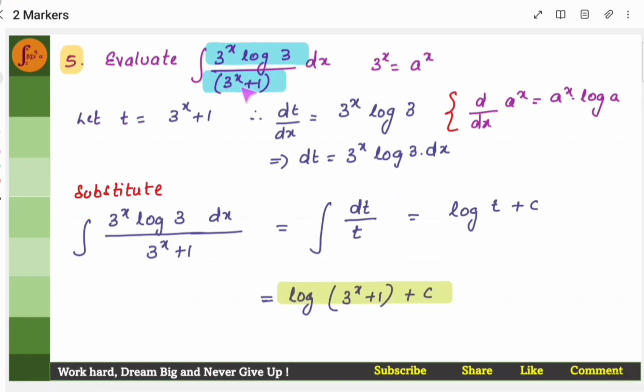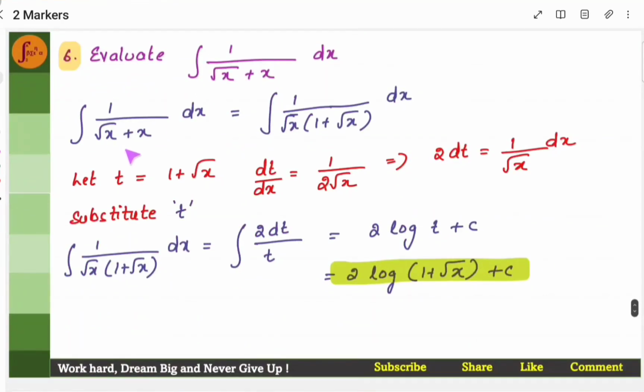So here again, you have the denominator function as 3 to the power x plus 1 and the derivative is in the numerator. Now 3 to the power x is of the form a to the power x. What is the derivative of a to the power x? It's a to the power x into log a. So instead of a to the power x, you have 3 to the power x into log 3 in the numerator. Right? So I substitute t here and dt here like this. And the integral of 1 by t is log t. Instead of t, put the original expression 3 to the power x plus 1 and you get the answer.